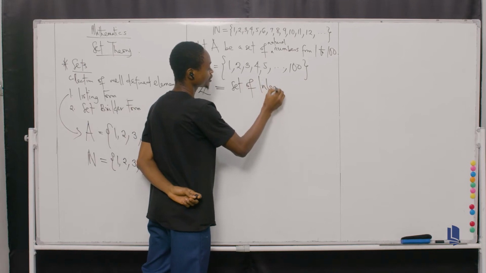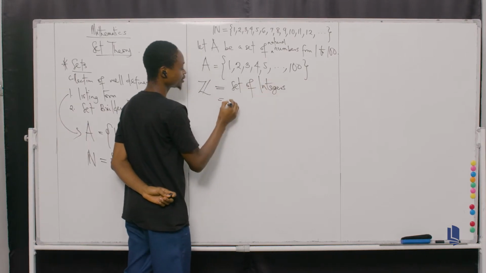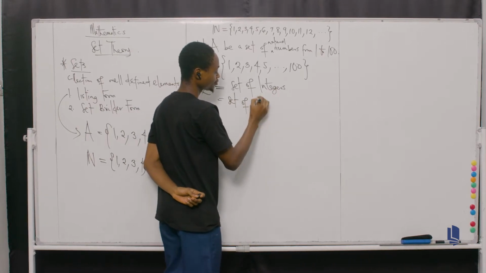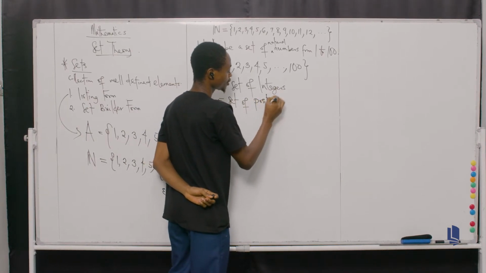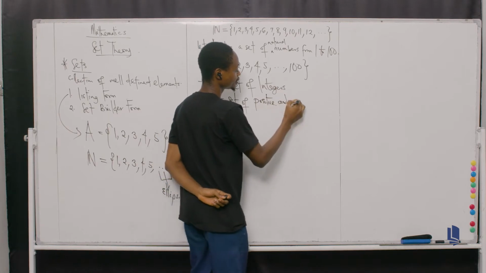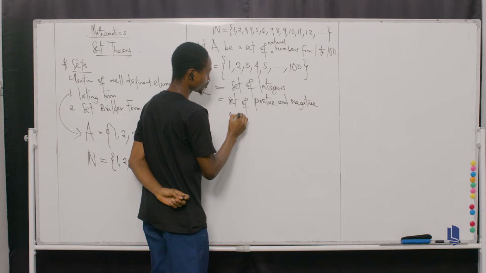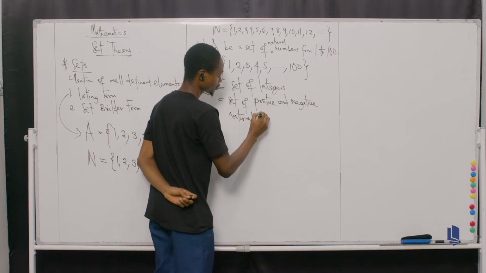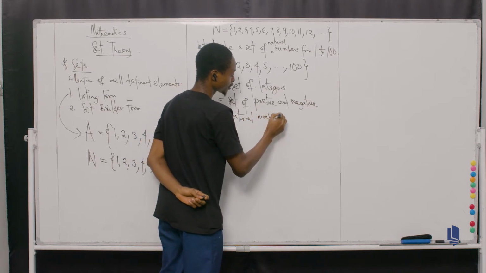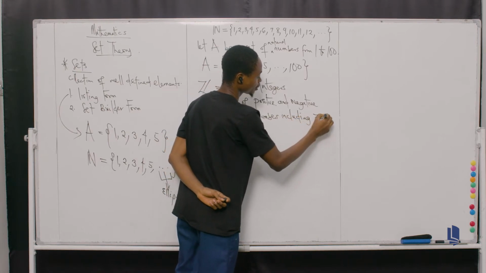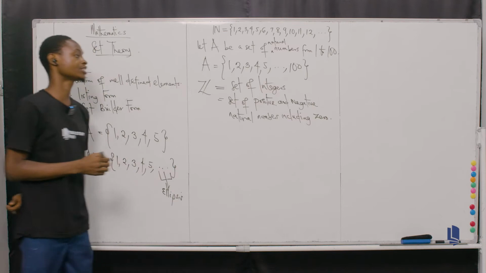Set of integers. And what are the set of integers? This is the set of positive and negative natural numbers, including 0. That's how you define the set of integers.